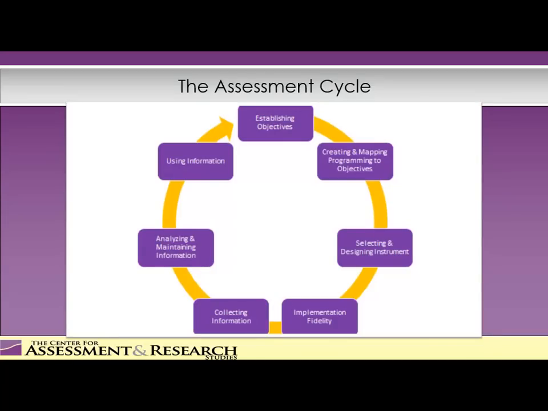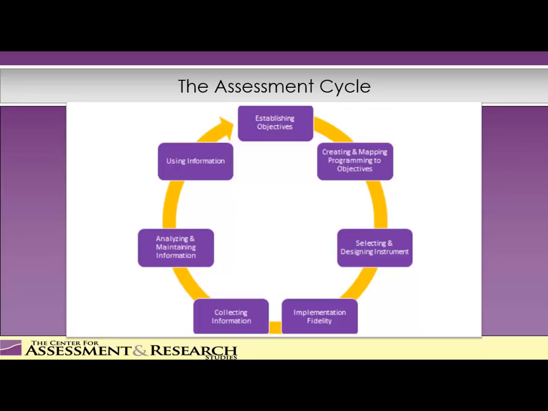This is the assessment cycle. It's a continuous or iterative process made up of 7 stages. The first stage of the assessment cycle is establishing objectives for your program or intervention. Objectives clearly articulate what you want students to know, think, or do as a result of experiencing your program or intervention. Objectives should be measurable or observable.